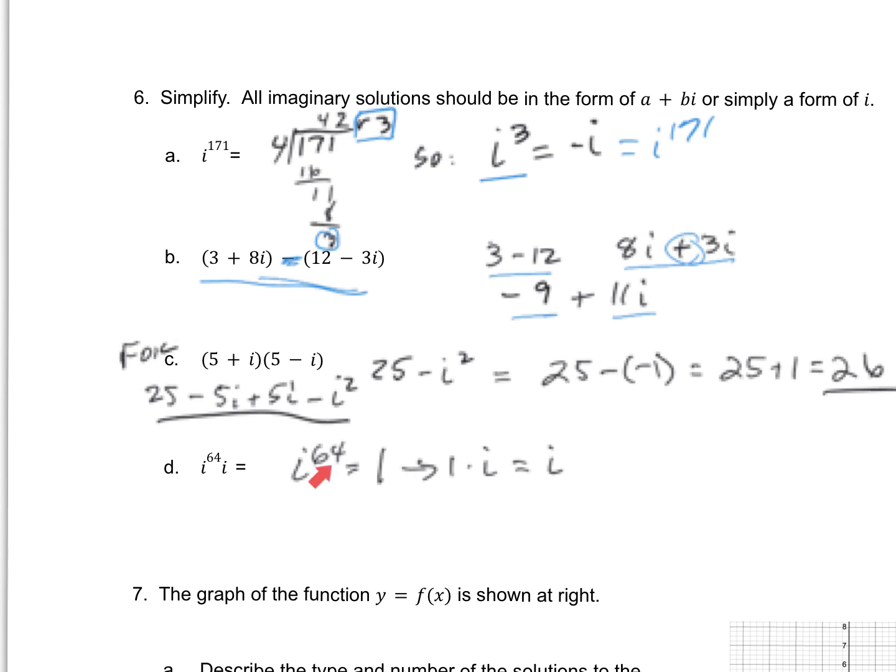Okay, i to the 64 times i. I could do i to the 65th and plug it all out, but i to the 64 is just 1. So if i to the 64 is 1, this is the same thing as 1 times i, because I know 64 is a multiple of 4. So 1 times i is just i. That's final answer.